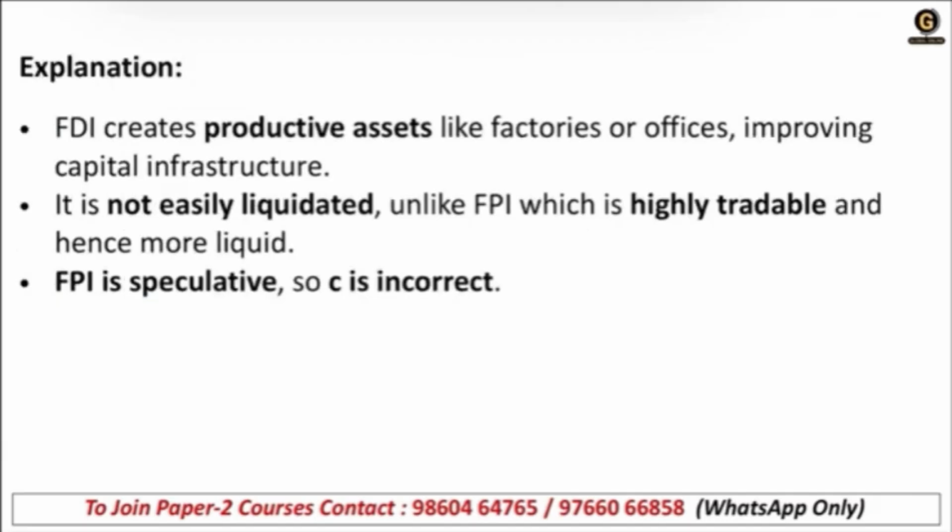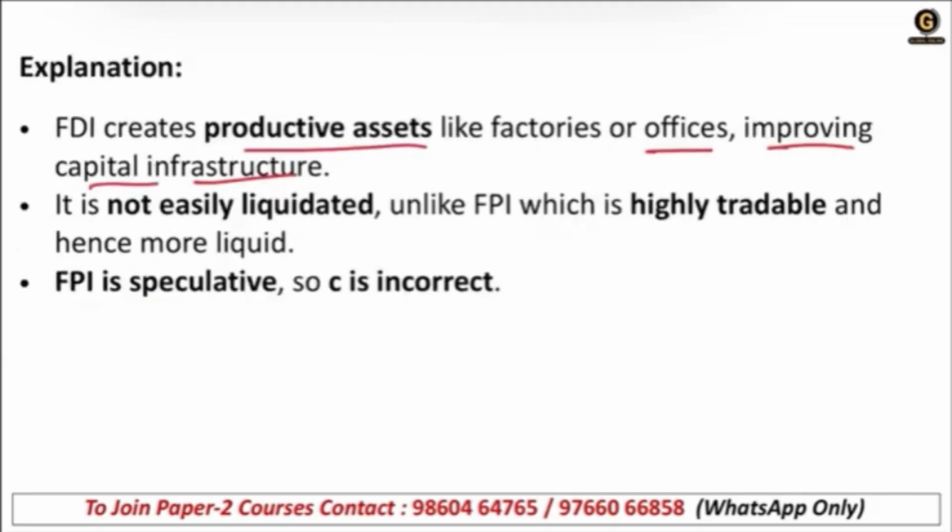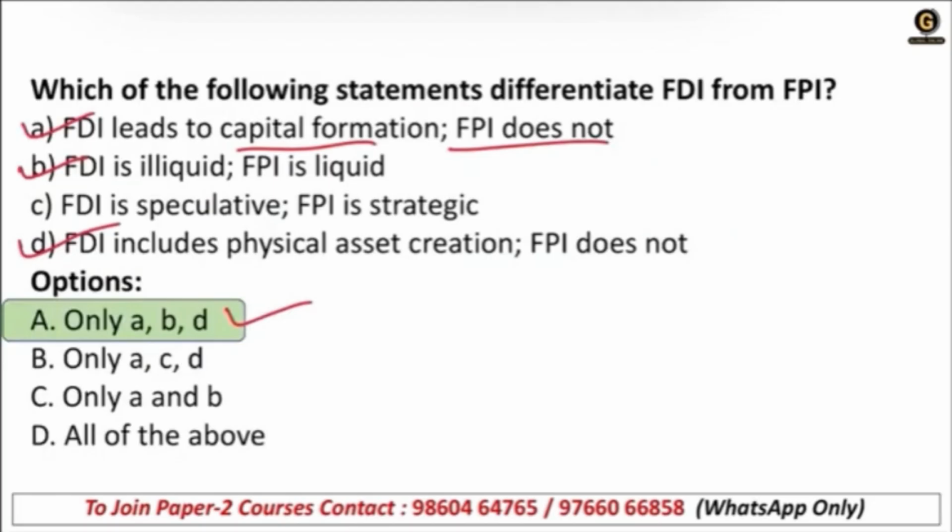Correct. See, FDI creates productive assets like factories or offices, improving capital infrastructure. It is not easily liquidated, unlike FPI, which is highly tradable and hence more liquid. Correct. FPI is speculative, so C is incorrect. Here it is saying FDI is speculative. No, FPI is speculative. Okay.